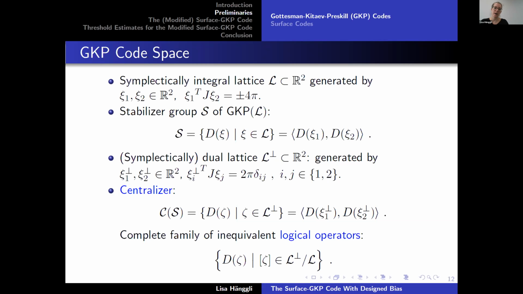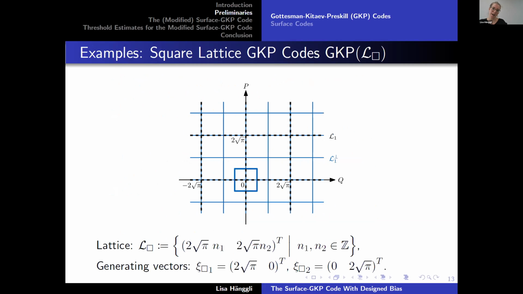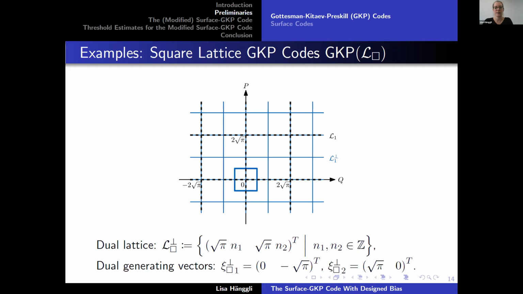Okay, so I know this was a bit dry, and to compensate for that, we will now have a look at examples and pictures. The first example is, of course, the standard symmetric GKP code, which corresponds to a square lattice of spacing 2 times square root of pi. This is marked with black dashed lines in the picture. And the dual lattice has half the spacing and is marked with blue lines in the picture.